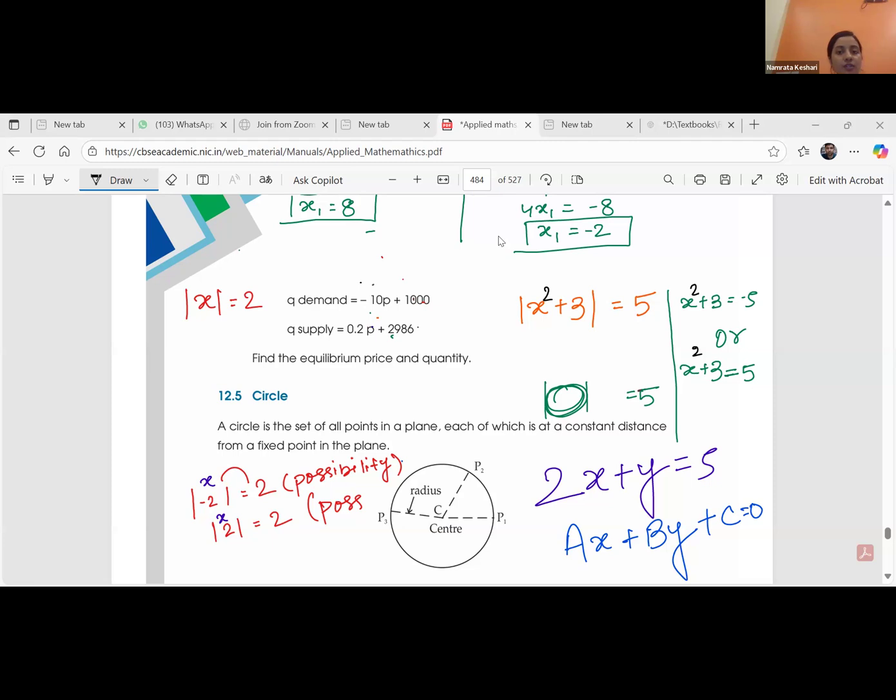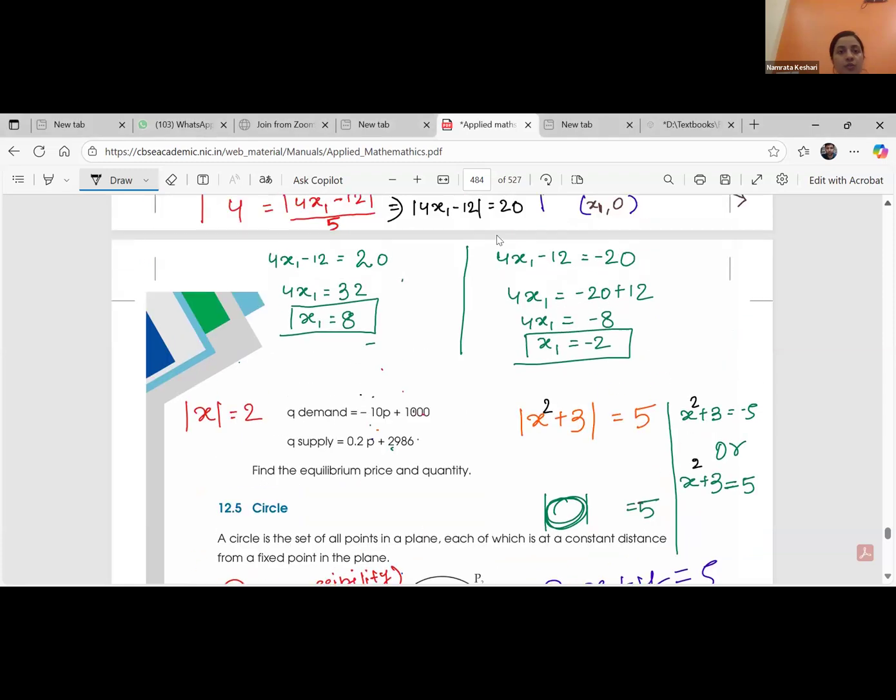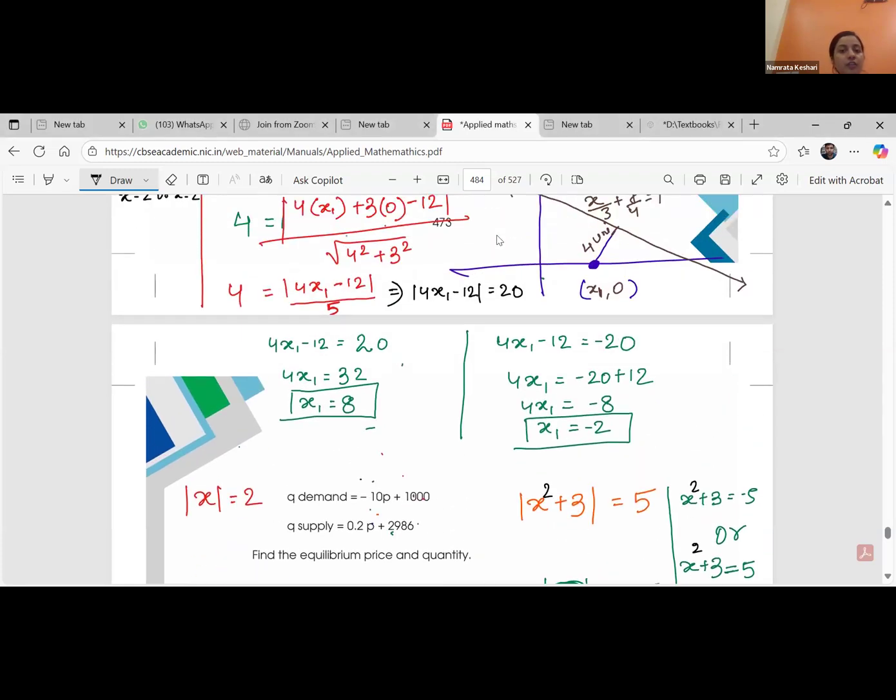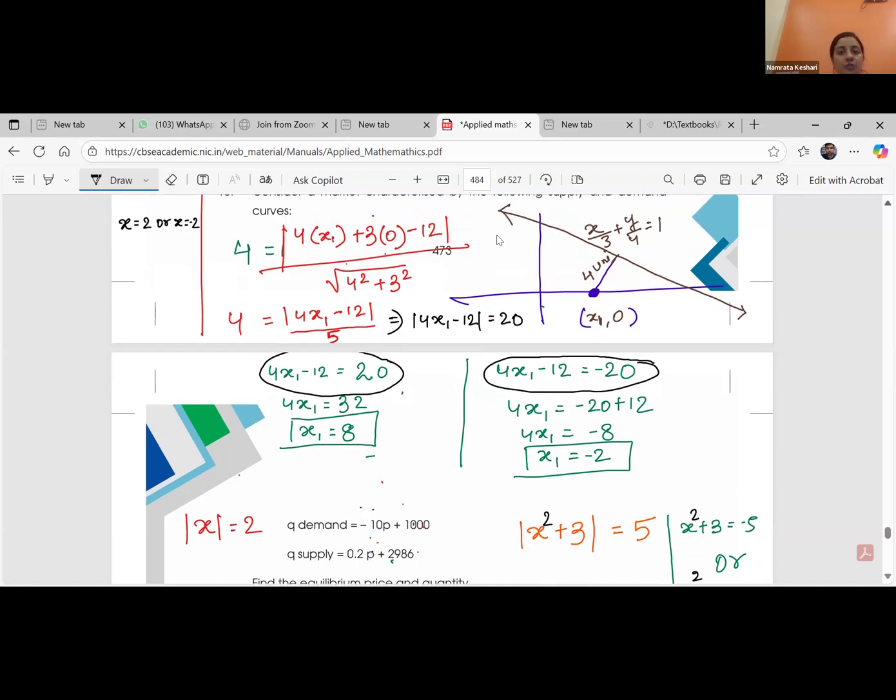Anyone having any doubt still? So you can see what we took: 4x1 minus 12 was 20. We took 4x1 minus 12 as a positive 20. We took 4x1 minus 12 as a negative 20, just by removing the mod sign. Clear? And then we got two x1 values.